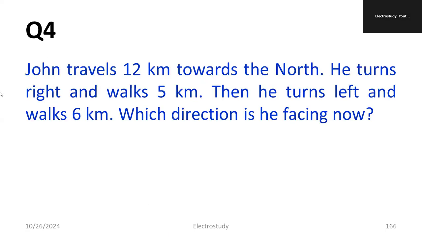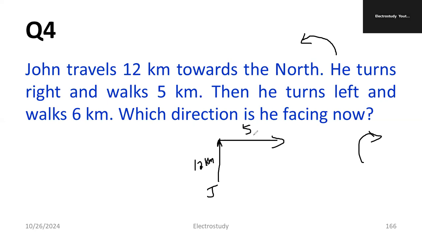Next question: John travels 12 kilometers towards the north. Then he turns right. He turns right in the sense we have the anti-clockwise direction and this is the clockwise direction. Turns right means we'll be going in the clockwise direction. That means 5 kilometers. It is east.